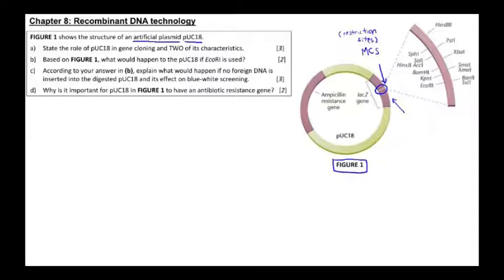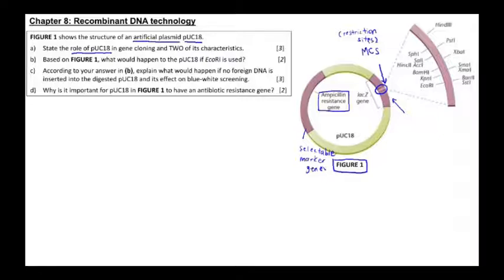Another part is the ampicillin resistance gene, the antibiotic resistance gene. This is where it acts as the selectable marker gene. These two parts are very important for the plasmid to be used in recombinant DNA technology. The first question here asks you to state the role of pUC18. The role of the plasmid, of course, is to act as the cloning vector.